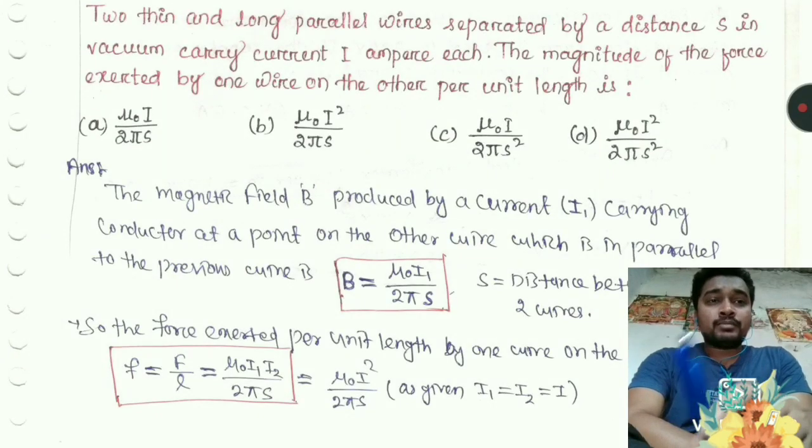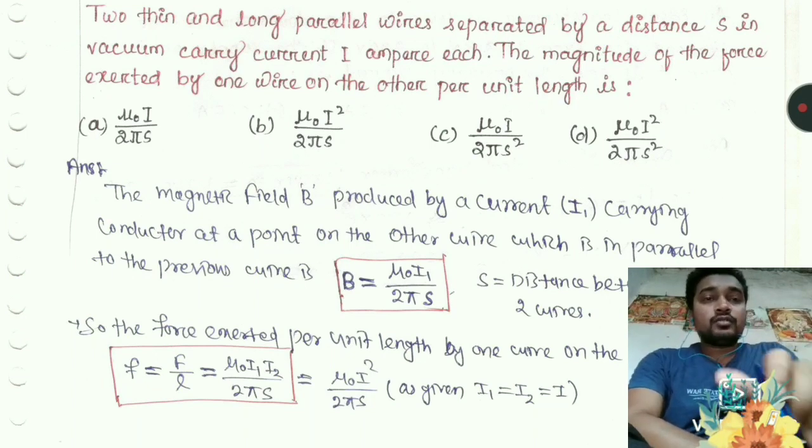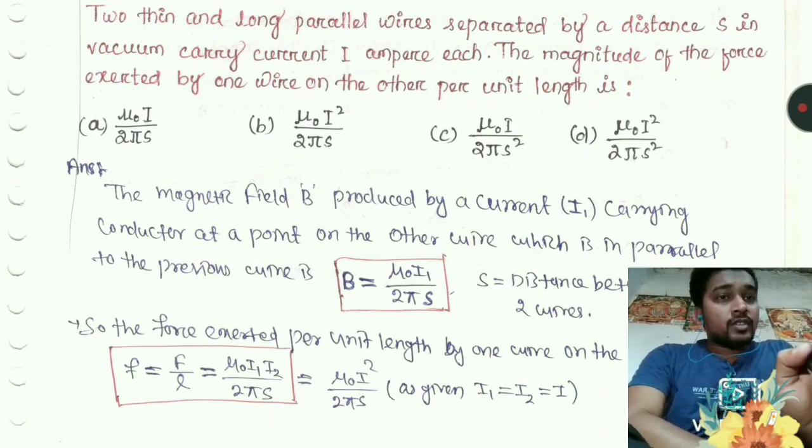Magnetic effect of current. If we pass current through two wires placed parallelly, then there must be a force between them, and the force is given by mu naught I1 I2 by 2 pi s, where s is the distance between the two wires. So first of all we have to calculate the field exerted by the first wire on the second wire, that is the magnetic field B produced by current I1 in the first wire at a point on the other wire which is parallel to the previous wire is B equal to mu 0 I1 by 2 pi s, where s is the distance between the two wires.